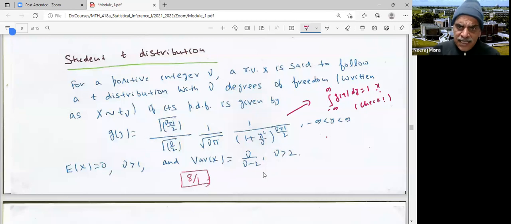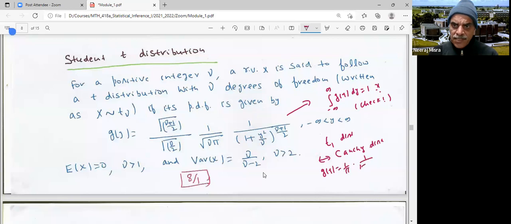Now one can see that the t1 distribution has a density gamma of (1 plus 1) by 2, which is gamma of 1, which is 1. Then gamma of 1 by 2 is root pi. So it is root pi times root 1, so root pi becomes 1 by pi. 1 upon 1 plus y squared to power (1 plus 1) by 2. So it is 1 plus y squared only. So the t1 distribution is nothing but a Cauchy distribution with PDF 1 by pi times 1 plus y squared.